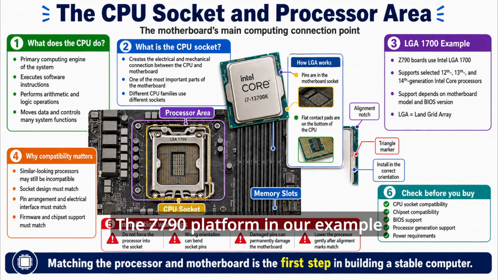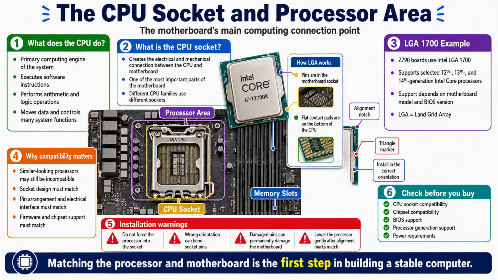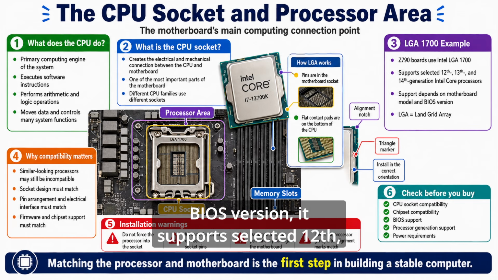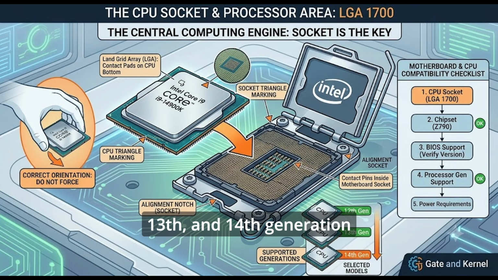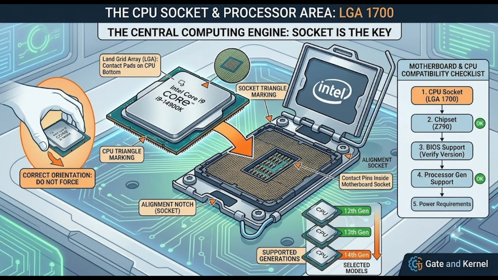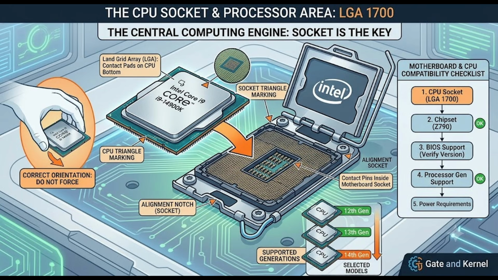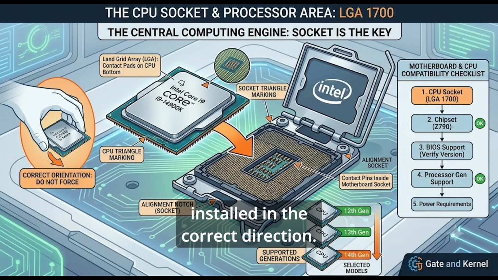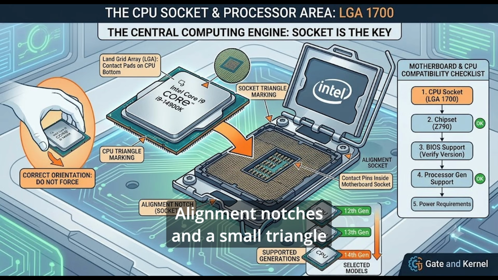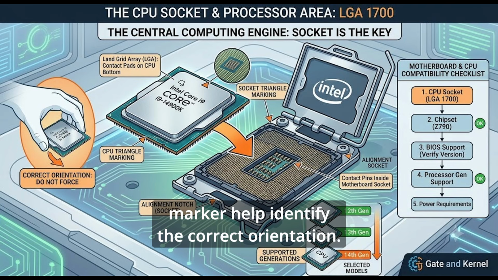The Z790 platform in our example uses Intel's LGA1700 socket. Depending on the motherboard and BIOS version, it supports selected 12th, 13th, and 14th generation Intel Core processors. LGA means Land Grid Array. The contact pins are located in the motherboard socket, while the processor has flat contact pads on its underside. The processor must be installed in the correct direction. Alignment notches and a small triangle marker help identify the correct orientation.